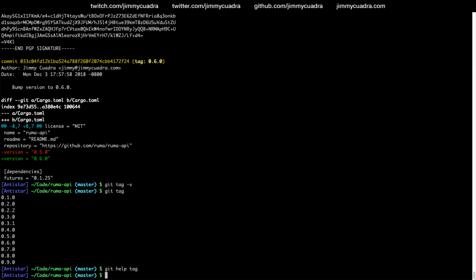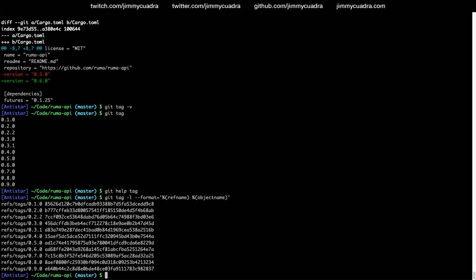Got some Git wizards in here. This is already working out really well for me in terms of people in the chat helping me out with things I don't know. We've got some people here who are clearly more experienced with these parts of Git than I am, so thank you very much. So git tag -l format equals ref name. Do I actually type ref name and object name? Beautiful. That's exactly what I wanted.